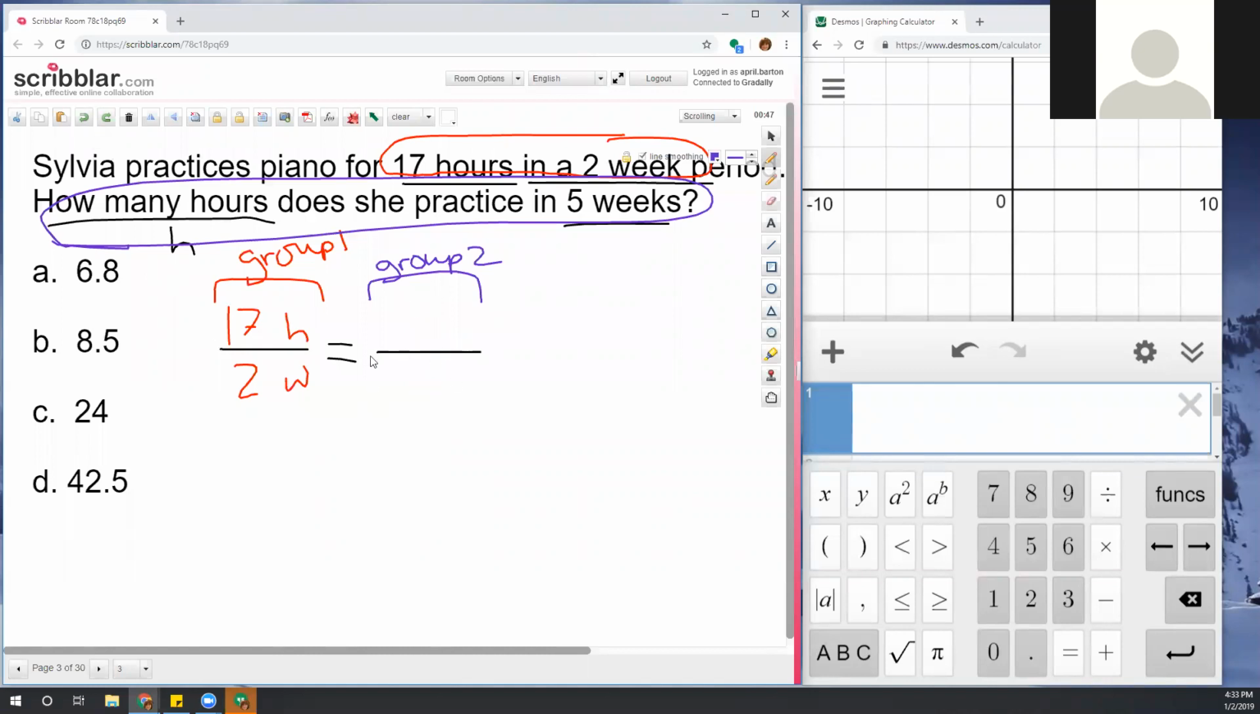So when we write it, we have to write it in the same order we wrote the first group. 17 was the number of hours, which means on the top of our fraction, we're going to have to write the number of hours. 2 was the number of weeks, which means the bottom of the fraction also has to be weeks. It has to go in that same order. So should our fraction for group 2 be H over 5, or should our fraction for group 2 be 5 over H? Which one of those does the hours over the weeks?